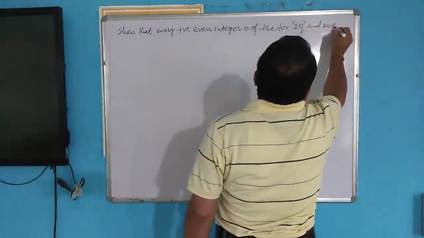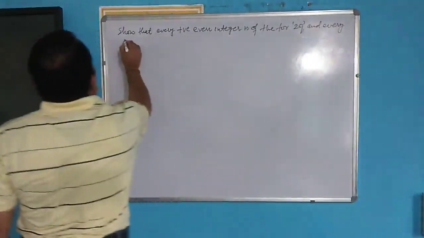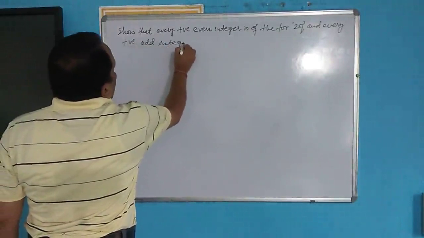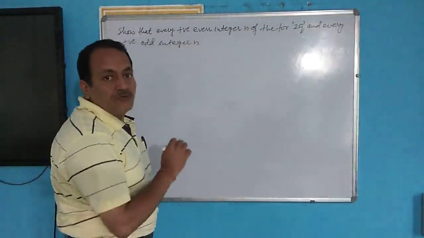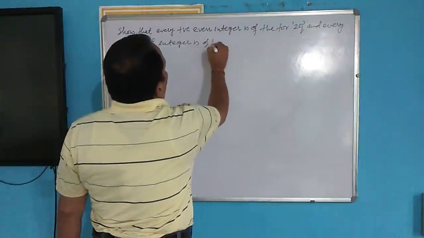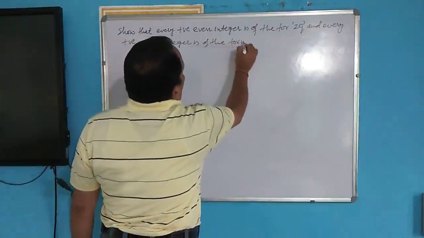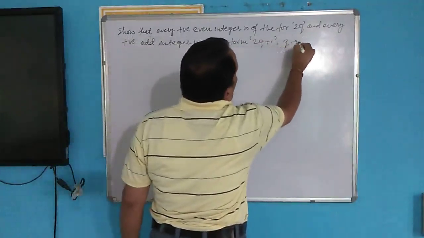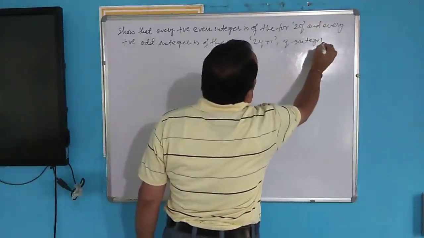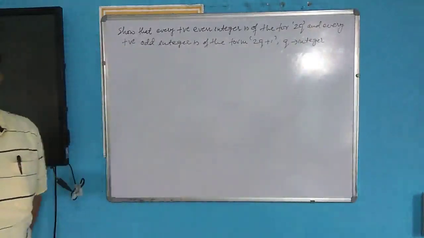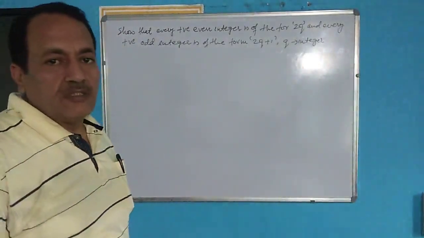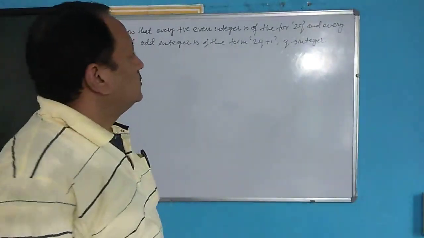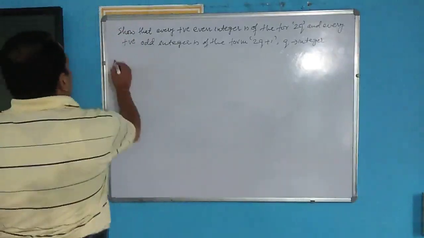and every positive odd integer is of the form 2q plus 1, where q is some integer. We will explain this property of positive even and positive odd integers using Euclid division lemma.